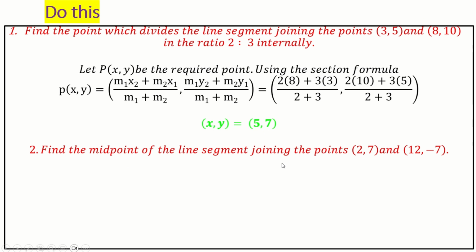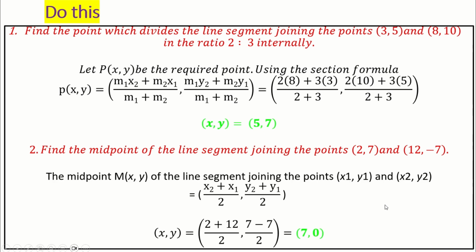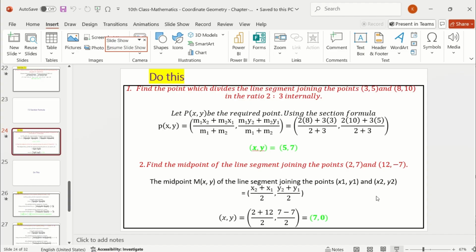Next, find the midpoint of the line segment joining these two points. It's 2 plus 12, 14 by 2, which is 7. 7 minus 7 is 0, 0 by 2 is 0. So (7, 0) is the answer, right? This is how we should do these section formula problems.